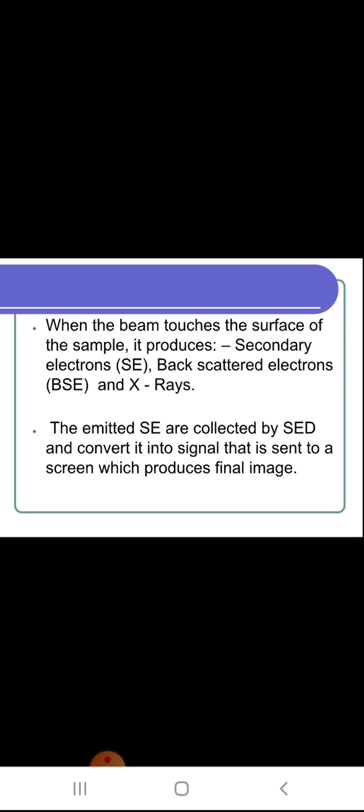When the beam touches the surface of the sample, it produces secondary electrons, backscattered electrons, and X-rays. The emitted secondary electrons, or SE, are collected by the secondary electron detector and converted into a signal that is sent to a screen, which produces the final image.